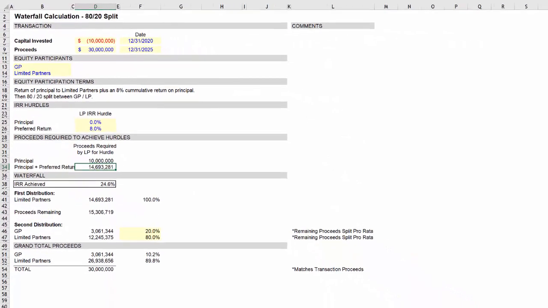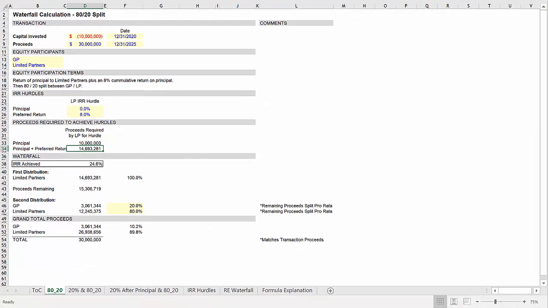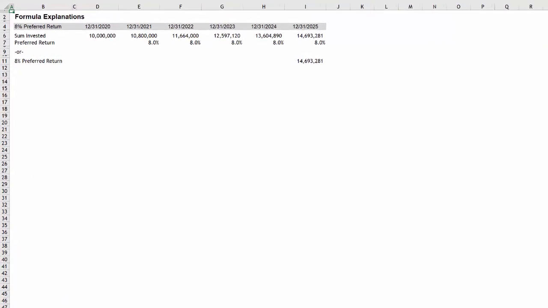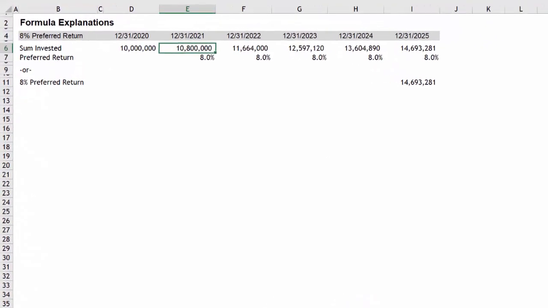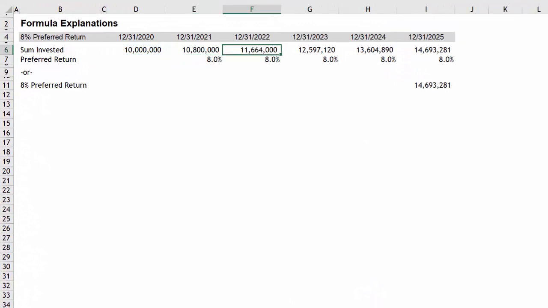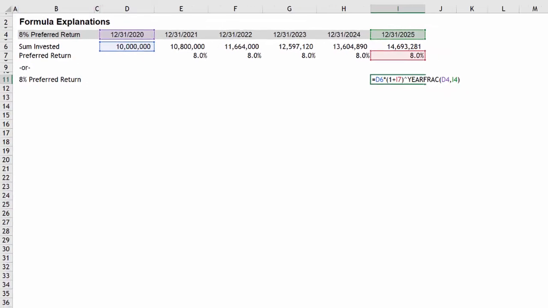Now, should that formula still be a little bit confusing to you, we can look at it here on the tab Formula Explanation. And all we're saying is that if something grows by 8% for 5 years, then the value at the conclusion of that period is $14,693,281. And below, just to confirm, we have the same formula.